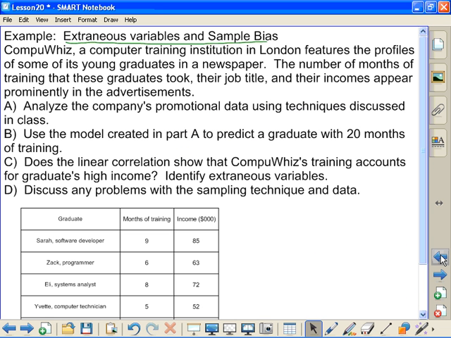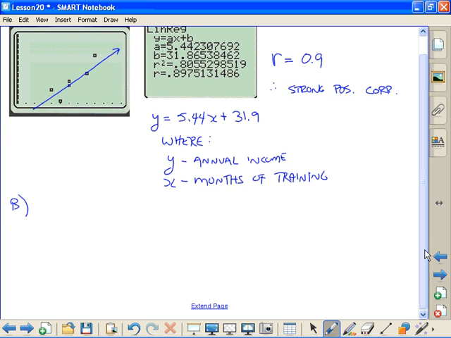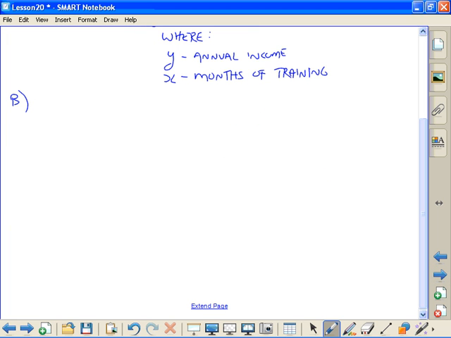So if I go back to the question, analyze it. We've done that. We've done the analysis. Okay, part B: use the model created in part A to predict the income of a graduate with 20 months of training. Well, we have the model. So 20 months of training. What does part B tell us? If we let X represent 20 months, I'm just going to do a substitution. And 20 months is just less than 2 years, right? So less than 2 years.